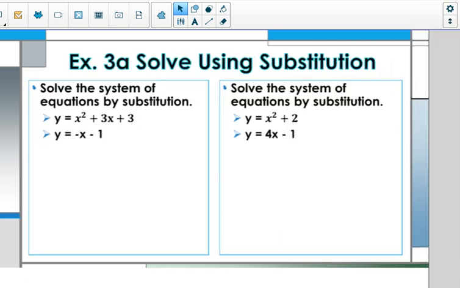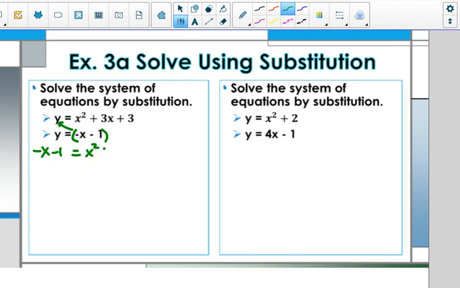The third type of problem today is using substitution, which you've already done earlier this year. We're going to do the same thing here, but with a linear equation and a quadratic. Since they're both equaling y, I can substitute -x minus 1 in for this y. So if I have a -x minus 1, that equals x squared plus 3x plus 3. I need to make everything equal to 0. So I'm going to add x, add 1 to both sides.